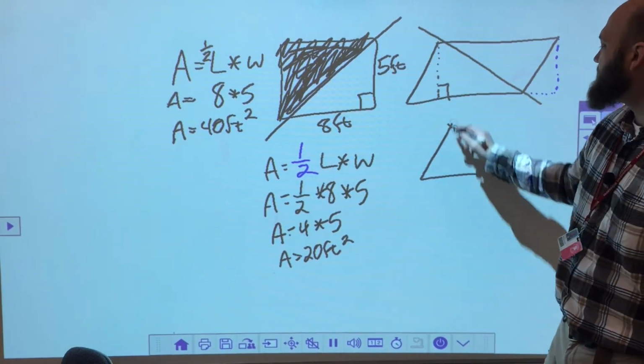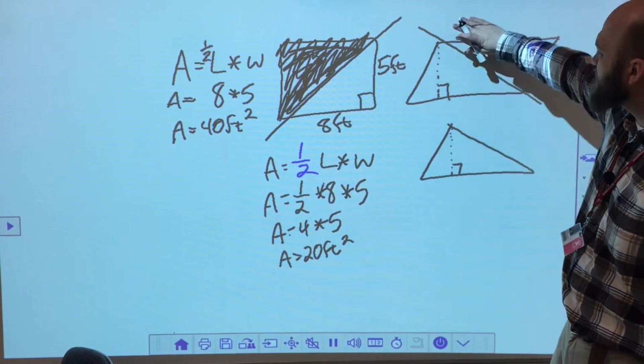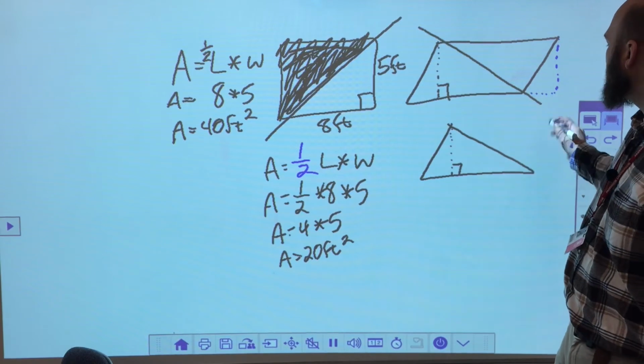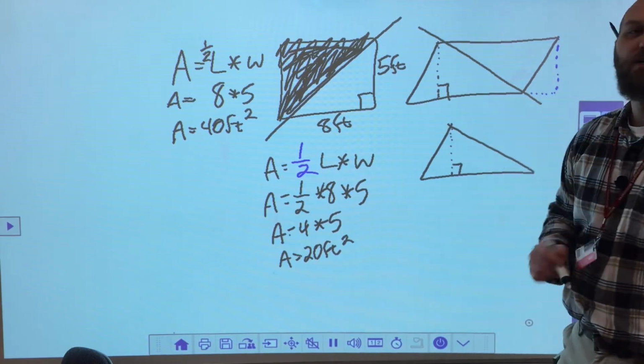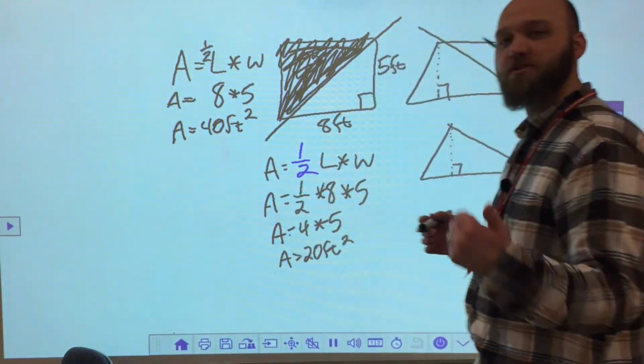But I don't have this nice right triangle, so I need to go ahead and draw it. Just like up here, you can see I've drawn that shape. Because if I cut this off and I moved it over here, I could get back to my triangle, just like we've done up here. Formula stays the same. So start with the formula, start with the formula.